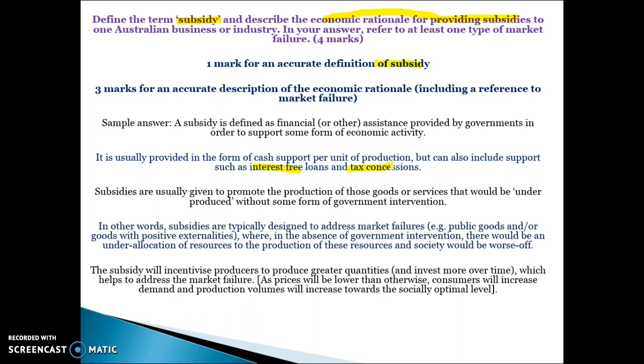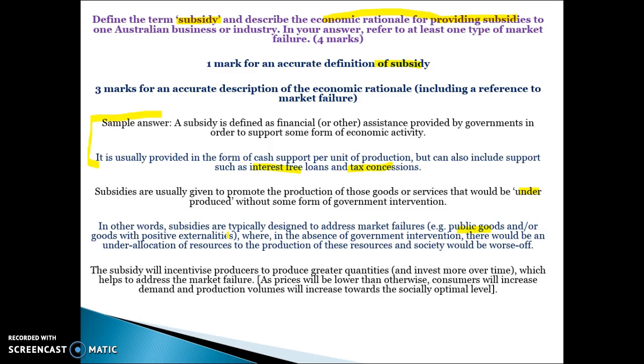So it's important to define a subsidy accurately, and subsidies are usually given to promote the production of goods and services that would be under-allocated without some form of government intervention. So in other words, subsidies are typically designed to address the market failures associated with public goods or goods with positive externalities, where in the absence of government intervention, there would be an under-allocation of resources to the production of these goods and services. So make it clear that the purpose of subsidies is to prevent an under-allocation of resources.